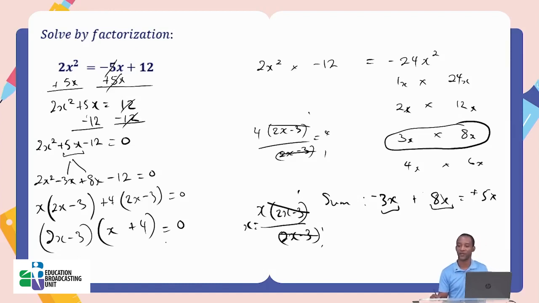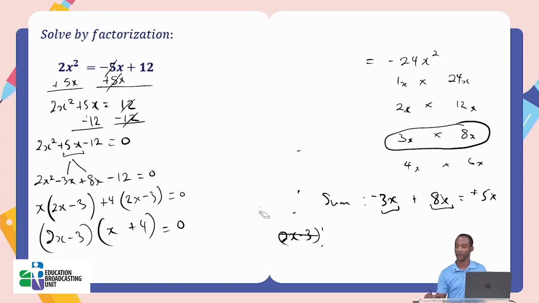But we now need to find the value or the values of x, because we are solving. When we're solving, we want to find the value of the unknown. Okay, so we need some space here. So let's look at it. Okay, so let's write it on the top, two quantities. We have 2x minus 3 being multiplied by x plus 4.